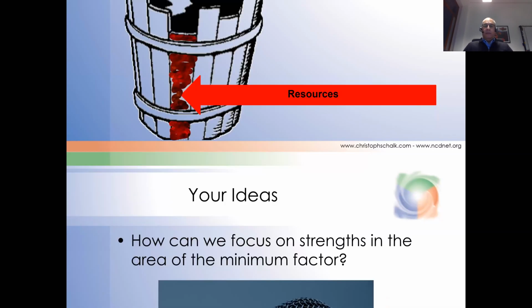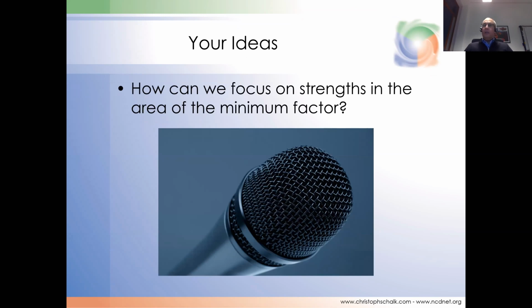Now, do you have any ideas how we can focus on strength in the area of the minimum factor? Well, I will not give you the mic now, but let's use the chat window. What are your ideas? What can be done in the area of the minimum factor to focus on strength, to focus on resources, to use what's already there? Please feel free and write it in the chat window. And make sure that you send your messages to everyone. Some are sending private messages to me. It's important that you send it to everyone so that we can see it.